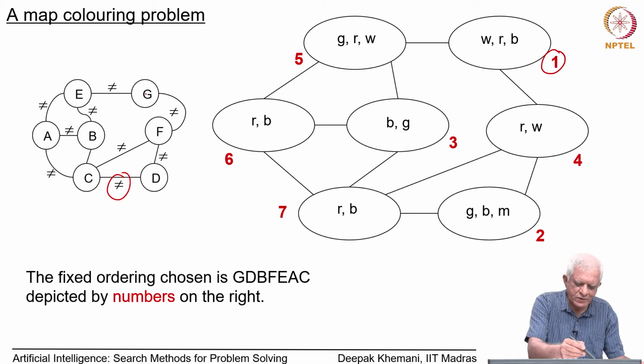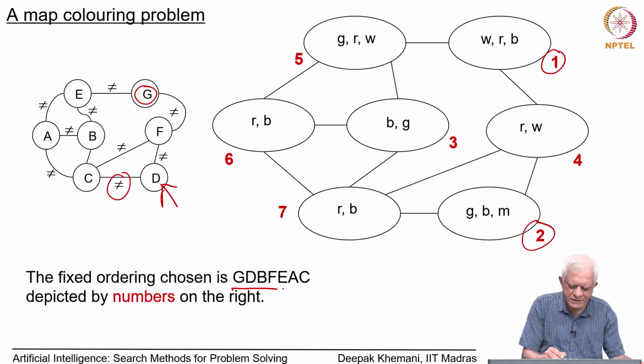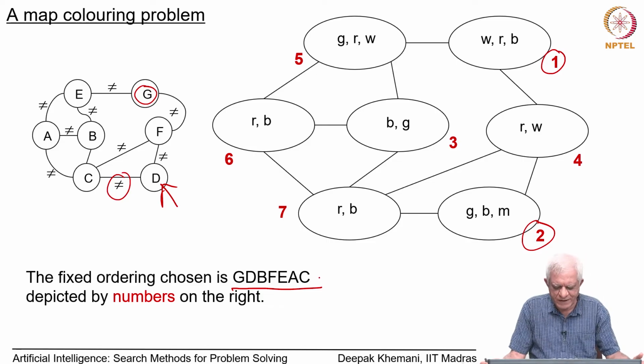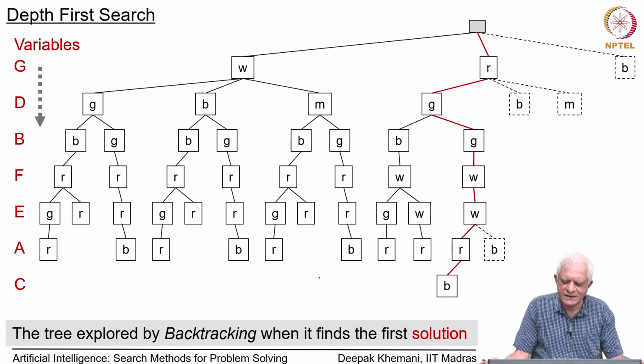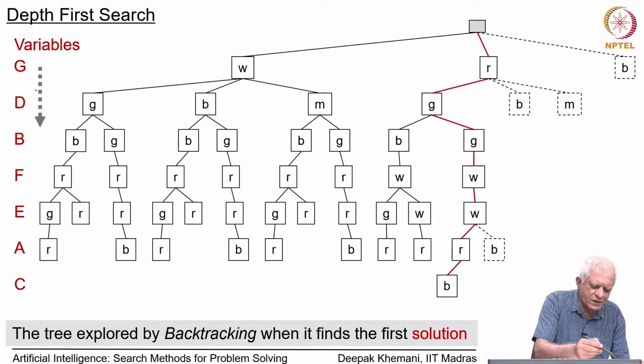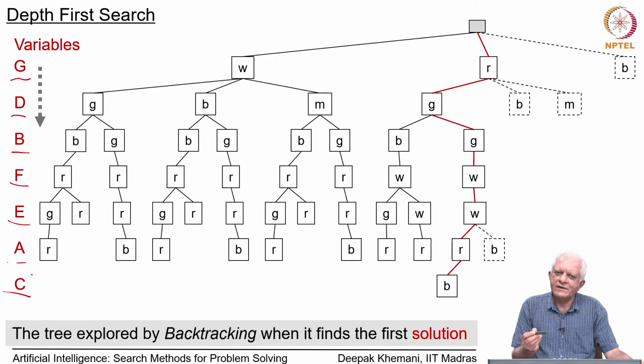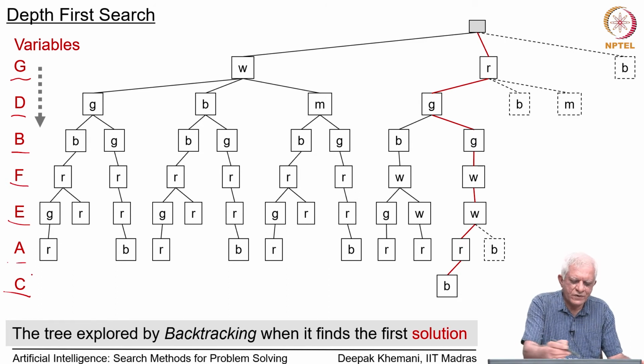The first node is going to be G, the second node is going to be D, and so on essentially. So, we have chosen the order G, D, B, F, E, A, C by some mechanism, and let us see what backtracking does with this. It generates a search tree like this, and remember again the order which is given on the left, and remember that we said we will try the first value in the domain. So, for G the values were W, R and B.